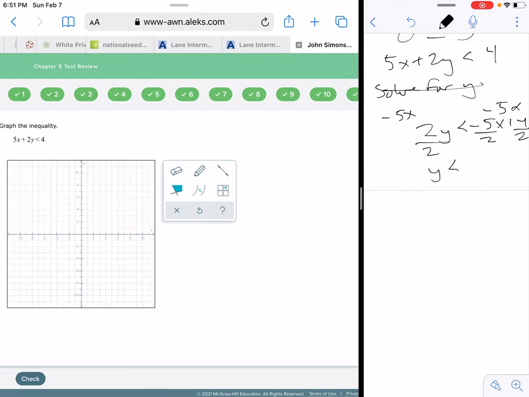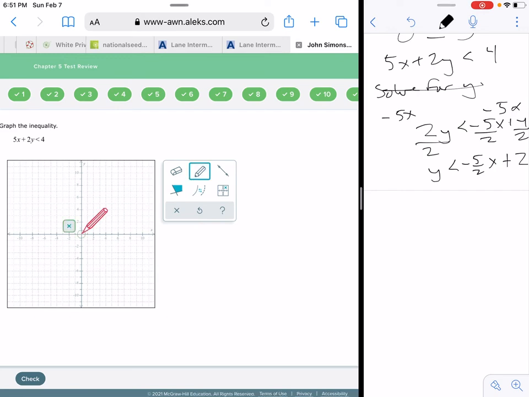And you get y is less than or equal to -5/2 x. And notice how I pulled that fraction out in front. Okay, and then 4 divided by 2 is just 2. So it's just plus 2. All right, so now we're ready to rock.